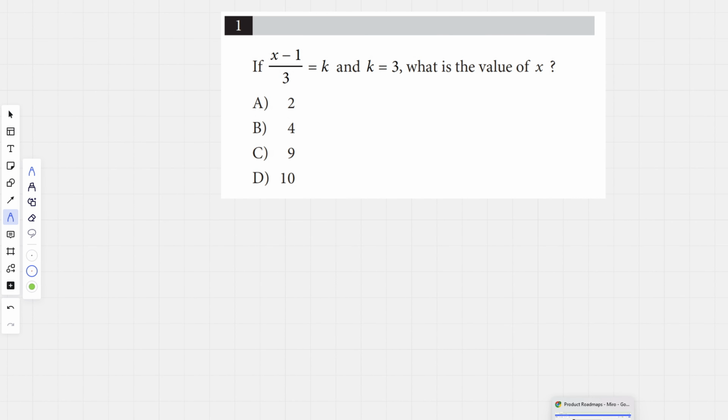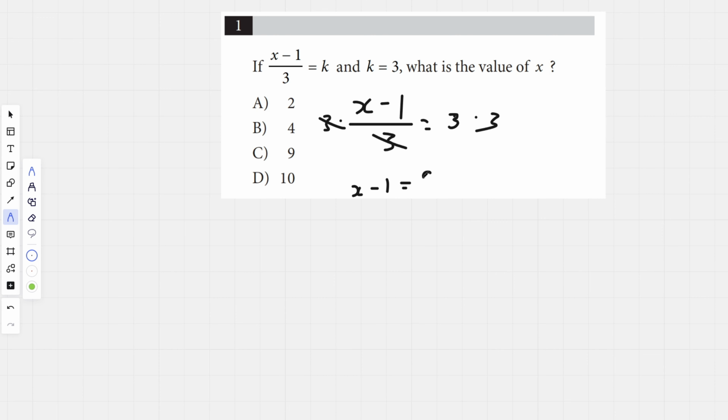Okay, so here's the next one. It says if x minus 1 over 3 equals k and k equals 3, what is the value of x? Okay, so we get x minus 1 over 3 equals 3. So x minus 1 equals, right, multiply both sides by 3. These cancel, and I get x minus 1 equals 9. And so then add 1 to both sides. x equals 10. And that's my answer.